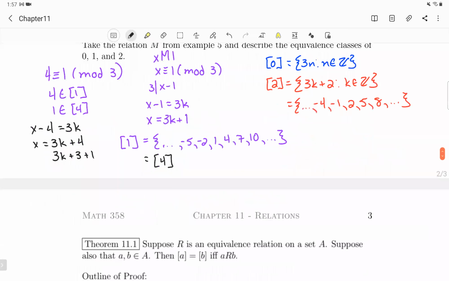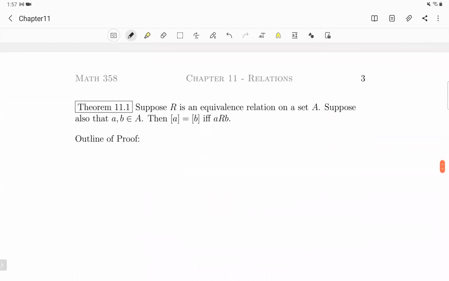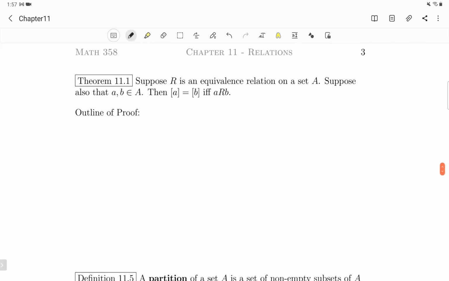Now, let's actually prove some facts about them. So first, we want to talk about the fact we just said and prove it. Suppose I have an arbitrary equivalence relation on some set A, and that I have 2 elements of A, then their equivalence classes are actually going to be identical if and only if they're related. So if they're related, the equivalence classes match. If they're not related, the equivalence classes aren't equal. In fact, they're actually disjoint. They can't have anything in common, but we're not proving that. Okay, so let's go ahead and prove this.